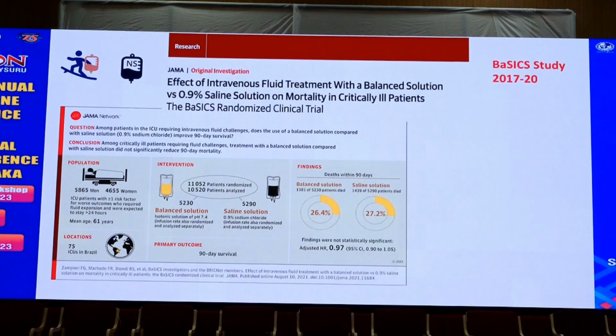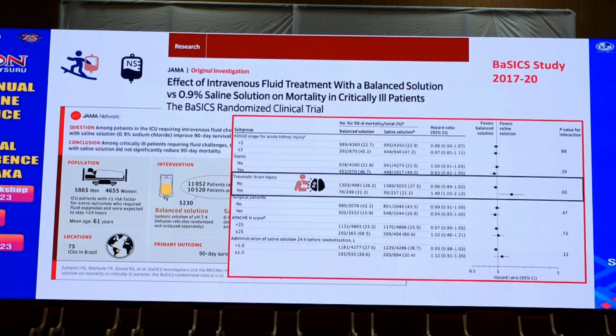Next, 2 important trials came. One is the BASICS trial, the other is the PLUS trial. It is exactly balanced, like they used Plasma-Lyte, and the other is normal saline. So they didn't find any difference in any of the outcomes. The important thing is that it is from Brazil. It is almost like our country's population, the resource limitation, everything is almost the same. So this study didn't actually show any difference in outcome.